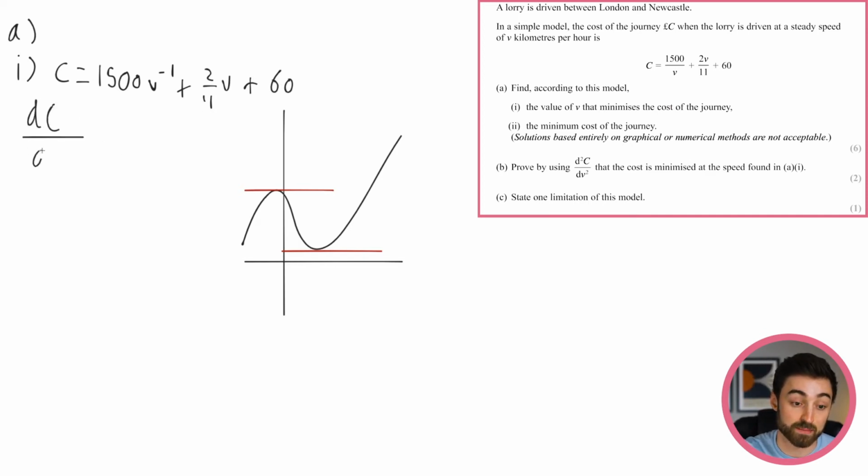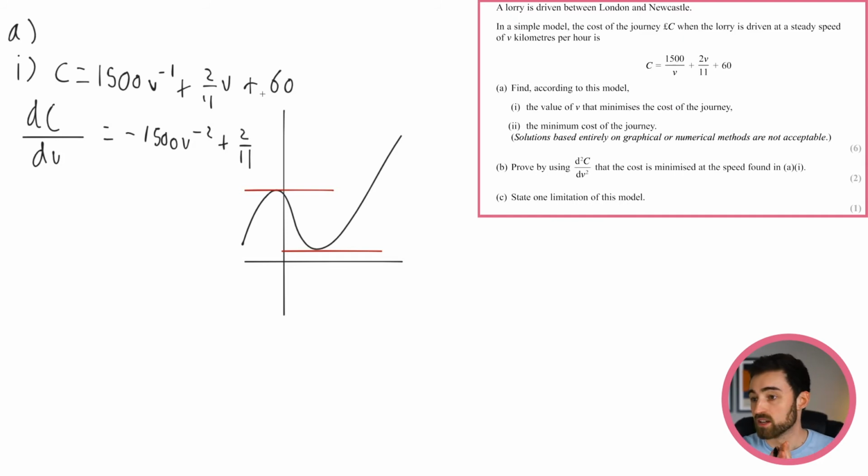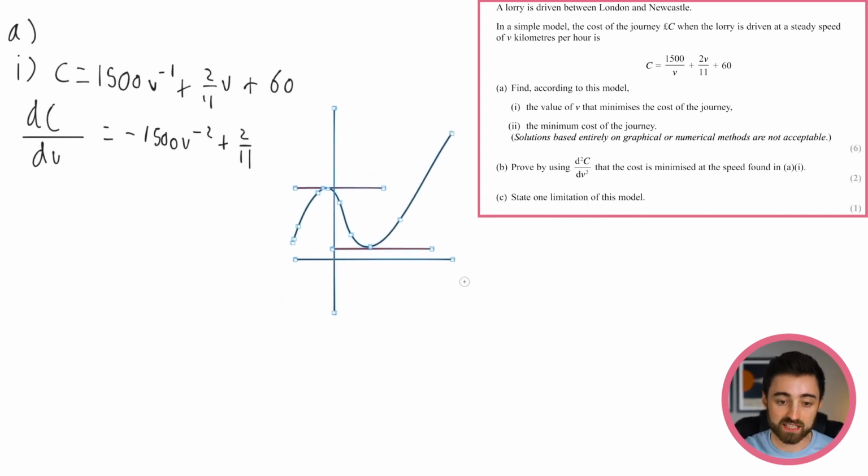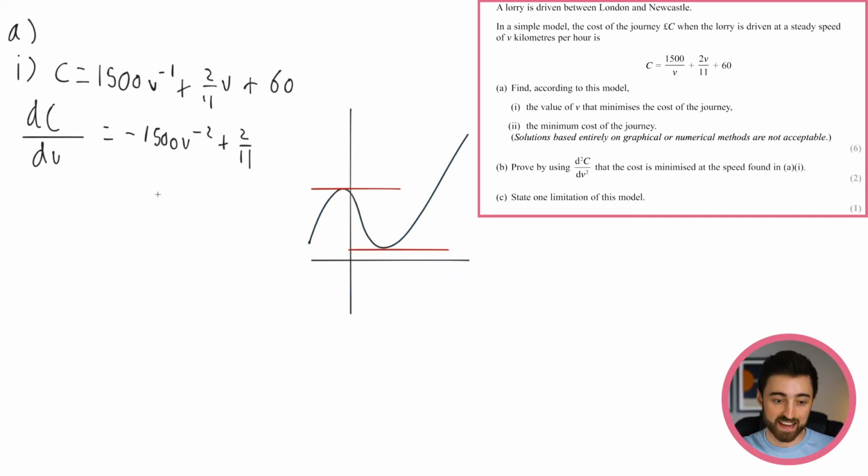So this is going to be dc by dv in this case, right? So bring the power to the front, so minus 1500. And then take 1 from the power. And then this thing here, 2 over 11v, is basically just going to go to 2 over 11. And then the 60 does not differentiate to anything because its power of x is 0. So that is going to be dc by dv. To get the stationary point, I am going to want to set this thing equal to 0.